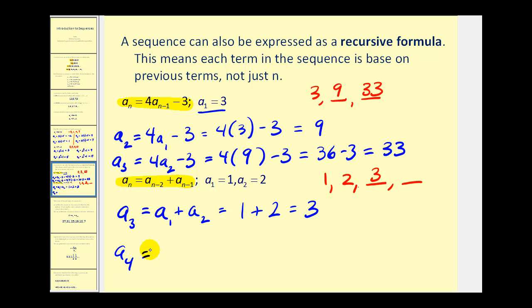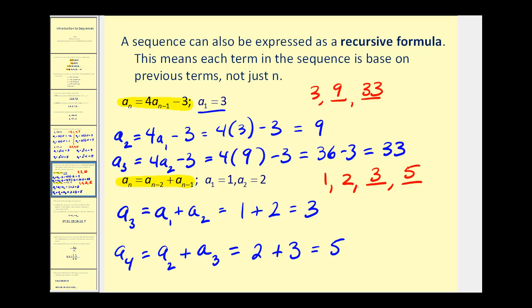A sub 4 is going to equal a sub 4 minus 2, that's a sub 2, plus a sub 4 minus 1, that's a sub 3. So a sub 4 is equal to a sub 2, which is 2, plus a sub 3, which we just found, is 3. So it's equal to 5. So that's how a recursive formula works.